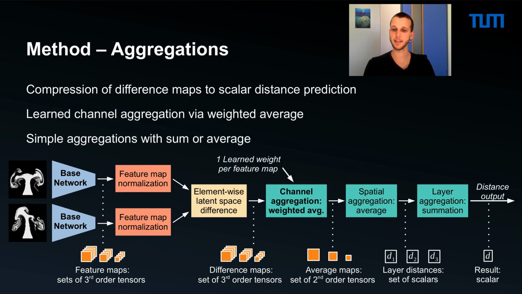Finally, we have to compress these difference maps into a single scalar result. This is performed by the following operations shown in green here. And the first operation is a channel aggregation, meaning we have a single learned weight for every feature map and perform a weighted average to compress the features along a channel dimension. For the spatial and the layer aggregation, we're using simple sums and averages to compress the differences down to a single scalar value.